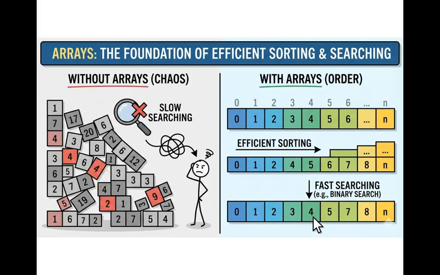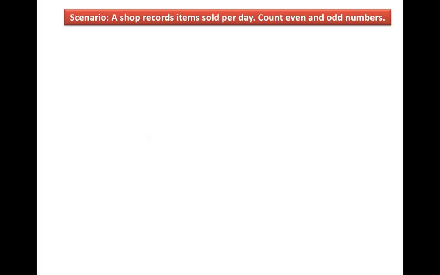Hello all, welcome back. Today we are going to solve a few interesting sorting, searching and simple problems using arrays in C. The first problem is: a shopkeeper records items sold per day. You need to count the even and odd number of items. How do you solve this?